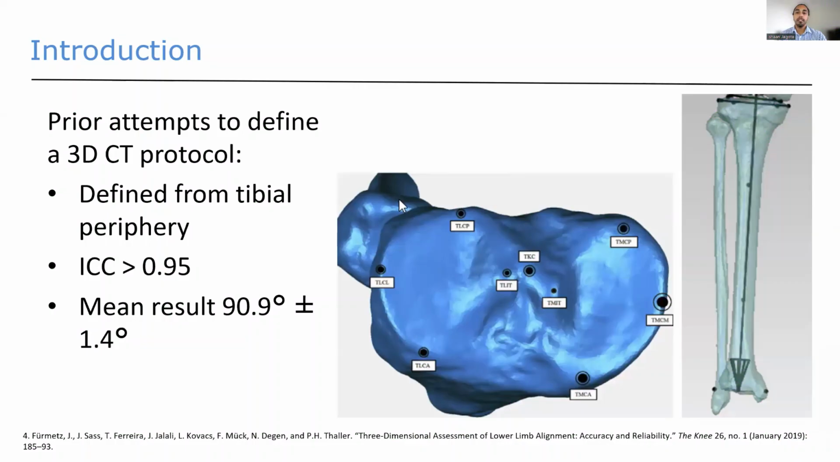There have been prior attempts to define a 3D protocol for measuring the MPTA. For example, Metz and colleagues defined landmarks on the periphery of the tibial plateau. Although a high ICC of greater than 0.95 was observed, the mean MPTA of about 91 degrees is higher than found in published literature. And this may be due to the protocol being prone to osteophytes at the peripheries of the tibial plateau.